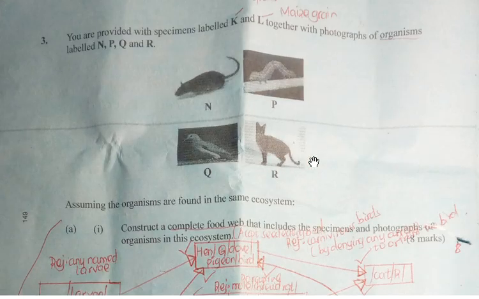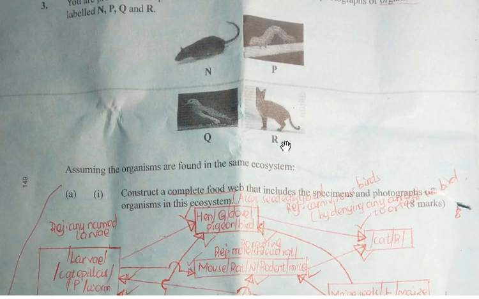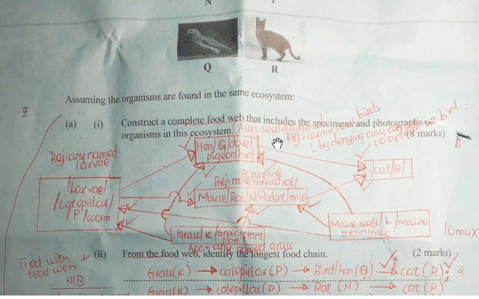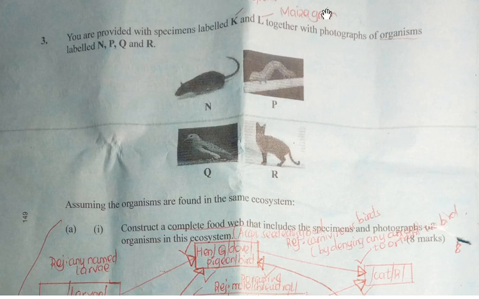Question 3. You are provided with specimens labeled K and L together with photographs of organisms labeled N, P, Q, R. K was grass, L maize grain. Assuming the organisms are found in the same ecosystem. Part A, Roman 1. Construct a complete food web that includes the specimens and photographs of the organisms in this ecosystem.